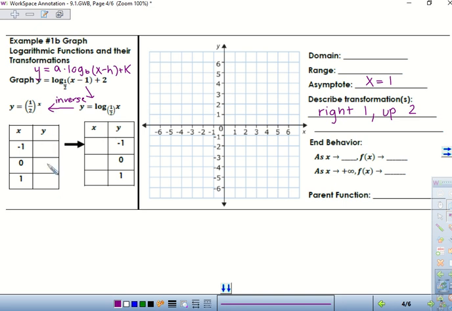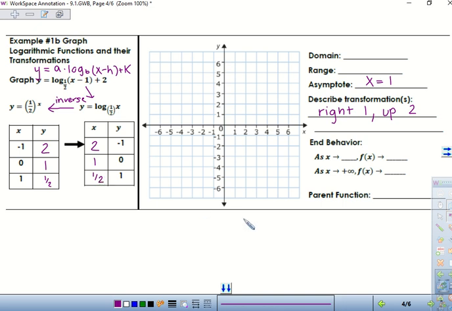So now we're going to go ahead and graph this. So 1/2 to the negative 1 power is 2. If you don't believe me, you can try it in the calculator, I promise. What's anything to the 0 power? 1. What's 1/2 to the first power? 1/2. Good. Now you can just flip the table.